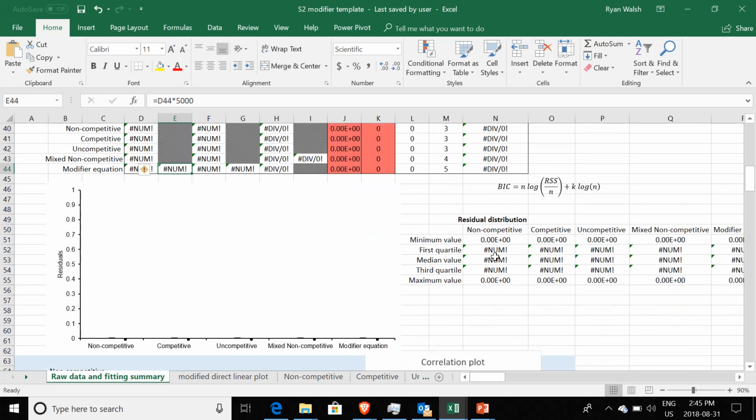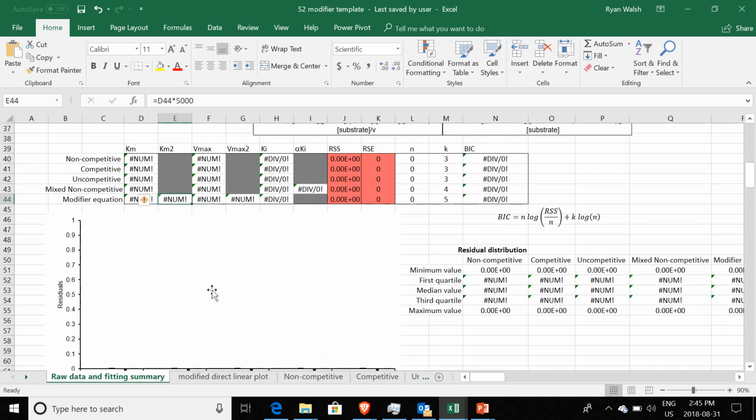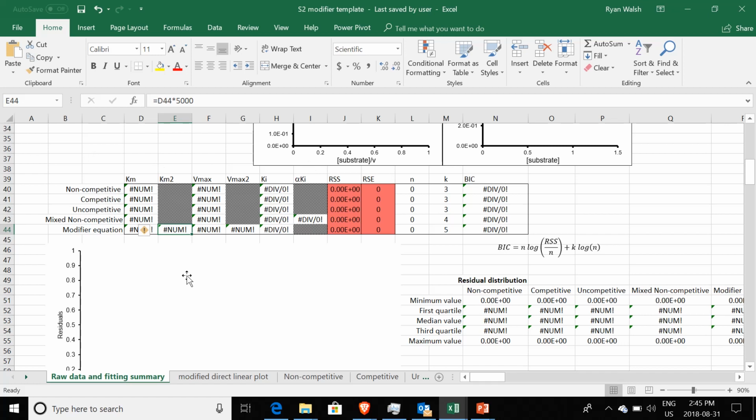So next off, okay, so anyways, it has the parameters here.